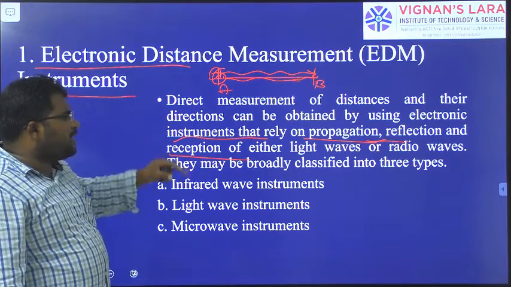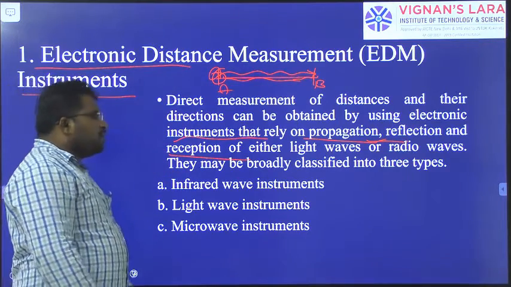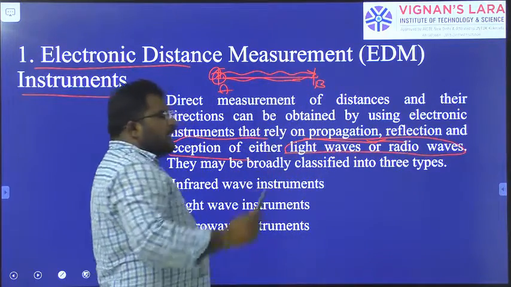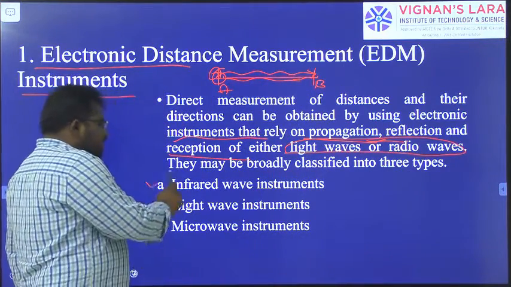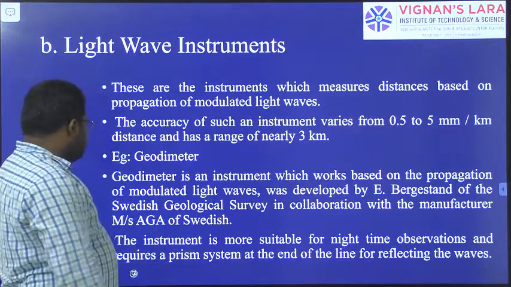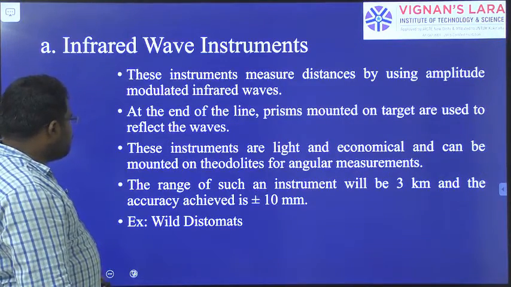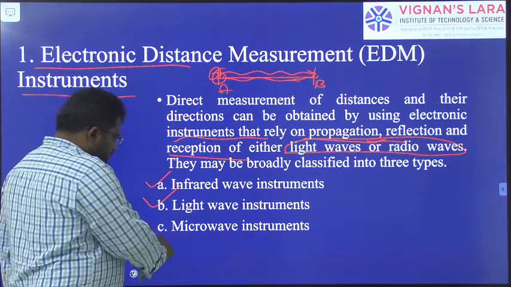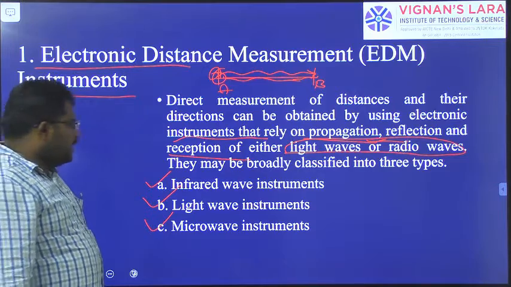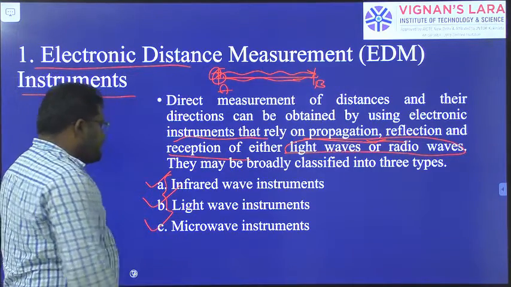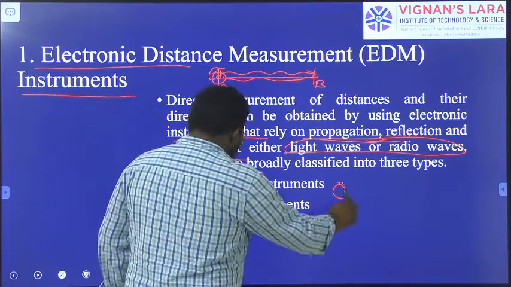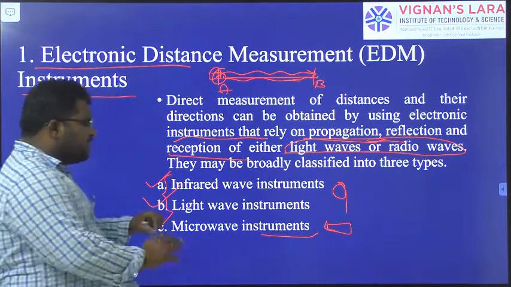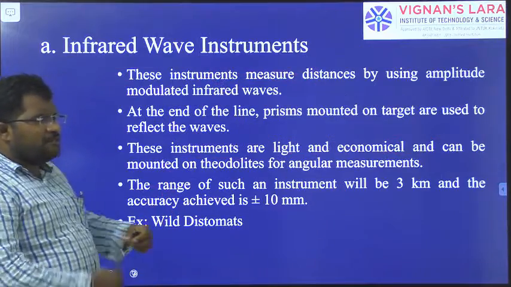They may be broadly classified into 3 types. Now we are going to use light waves or radio waves of 3 types. The first is infrared wave instruments, the second is light wave instruments, then the third one is microwaves. Both infrared and light wave instruments require a reflector, but microwave instruments will require another instrument of the same type. That is the difference we have to remember. Then let's see one by one.